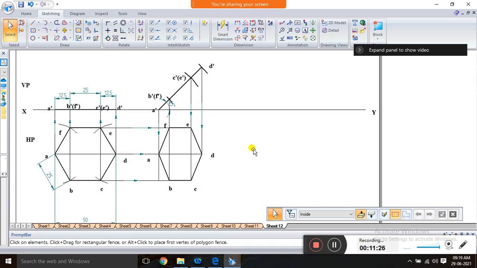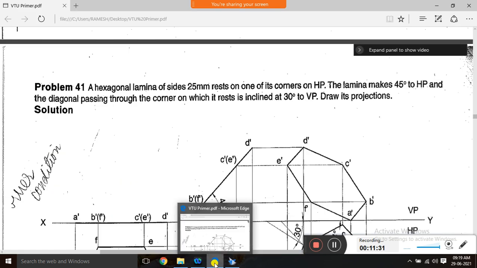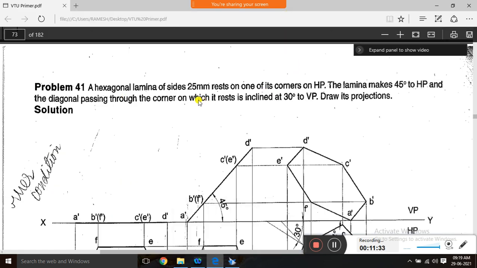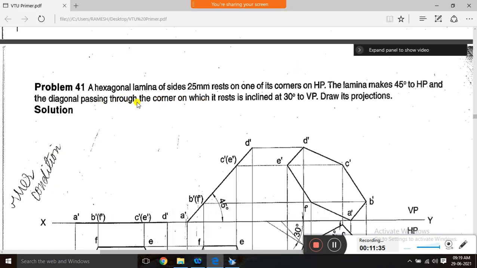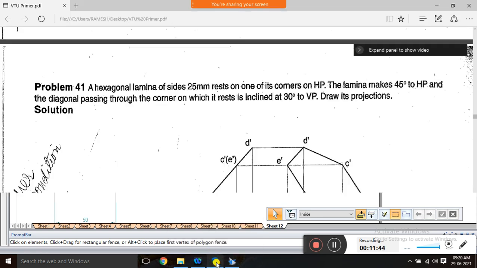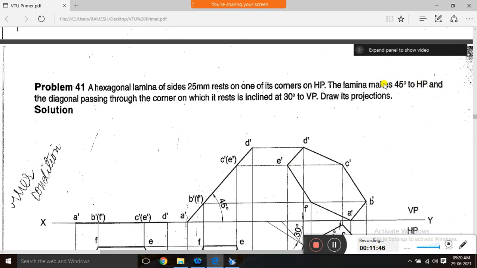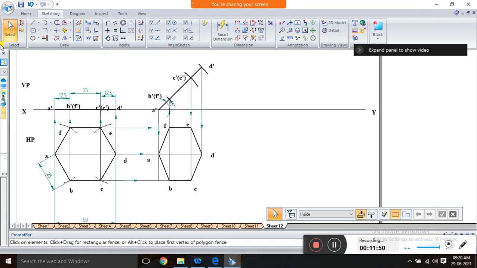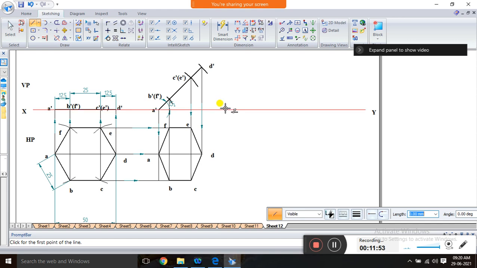The third position is: the diagonal passing through the corner on which it rests is inclined 30 degree to VP. So we already drew HP for the second position, and this VP for the second position. So you have to draw a 30 degree line first. Either you can draw this side or this side, no problem, both are correct.